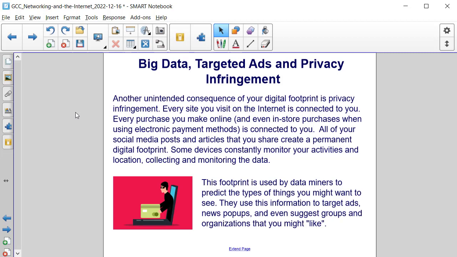Another unintended consequence of your digital footprint is privacy infringement. Every site you visit on the internet is connected to you. Every purchase you make online, and even in-store purchases when using electronic payment methods, is connected to you. All of your social media posts and articles that you share create a permanent digital footprint. Some devices constantly monitor your activities and location, collecting and monitoring the data. This footprint is used by data miners to predict the types of things you might want to see. They use this information to target ads, news pop-ups, and even suggest groups and organizations that you might like.